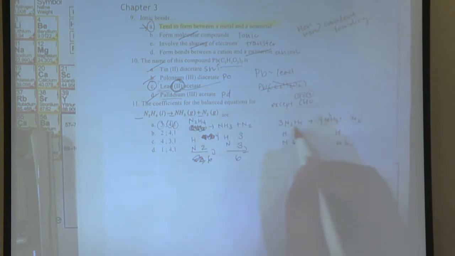Let's see where our hydrogens lead us. So now we have 4 times 3, which will give us 12, and then we have 3 times 4, which will give us 12. So coincidentally, in this problem, by balancing our nitrogens, our hydrogens also balanced out, right? And so our coefficients are 3, 4, and 1, which is A.